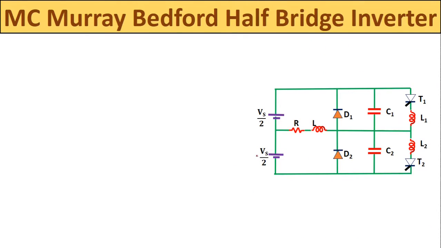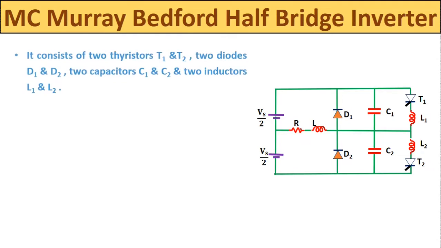This is the circuit diagram of Bedford half bridge inverter. As you can see here, this circuit diagram consists of two thyristors T1 and T2. As this circuit uses only two thyristors T1 and T2, this circuit is called a half bridge inverter. It also consists of two diodes D1 and D2, which are called feedback diodes, two capacitors C1 and C2, and two inductors L1 and L2.